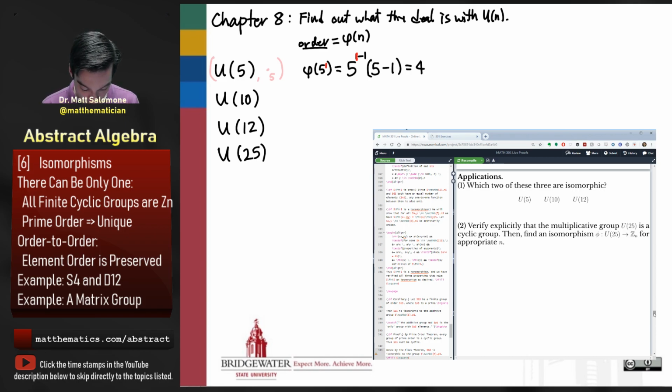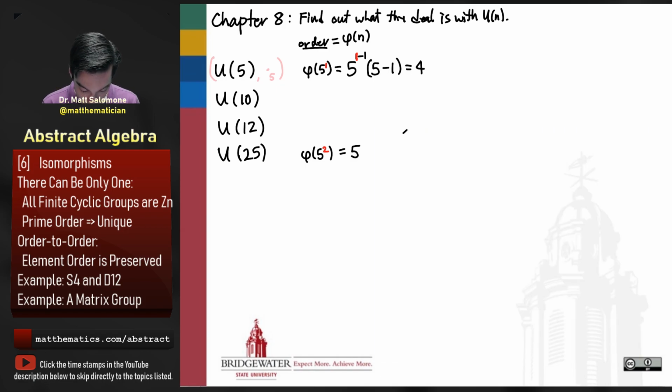If we go down to phi of 25, let's do this last one real quick. Since 25 is 5 to the power 2, we can use that same formula for the Euler phi function that computes the phi function of any prime power. This is going to be 5 to the power 2 minus 1 times 5 minus 1. 5 to the power 2 minus 1 is going to be 5, of course. 5 minus 1 is going to be 4. And so 5 times 4 is going to give me 20. Ooh. So there are a lot of elements in U25, certainly a lot more than U5, U10, and U12.